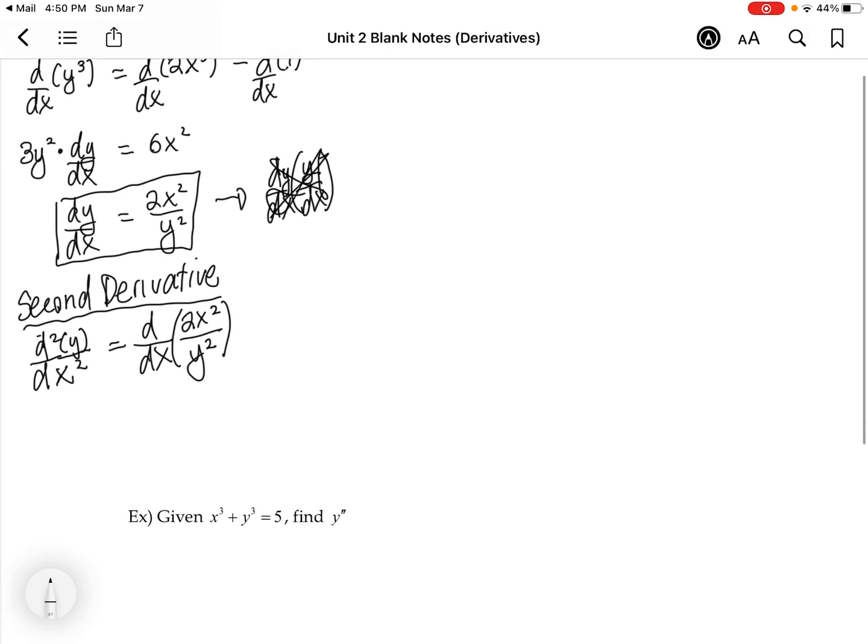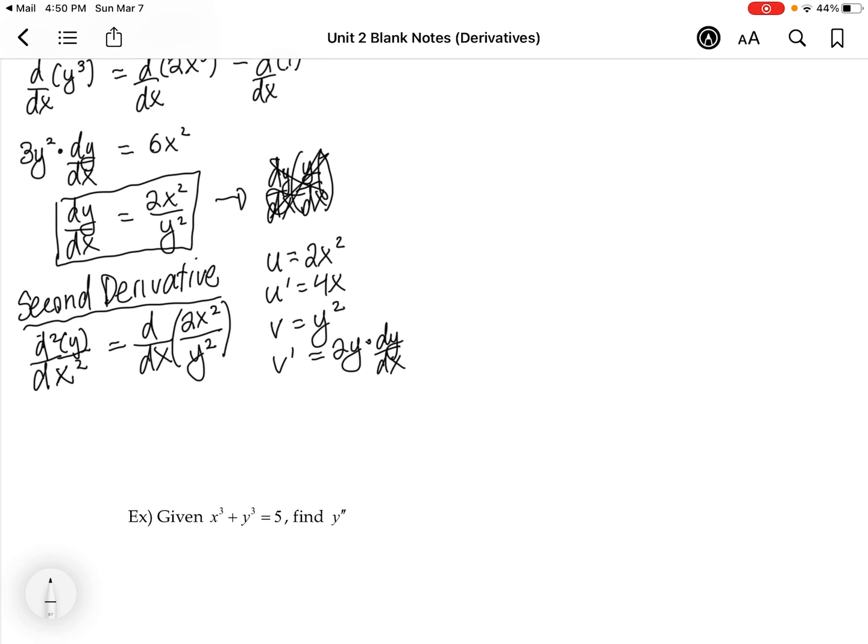Now, luckily the second derivative has been isolated because the first derivative was isolated. What we have to worry about on the right side is taking this derivative, and what we've got here is a quotient law. So we have to think, what's u, what's v, and what's u prime, what's v prime. In the numerator I've got 2x squared, which means u prime is 4x. In the denominator, I've got y squared, which means v prime is 2y times dy dx.